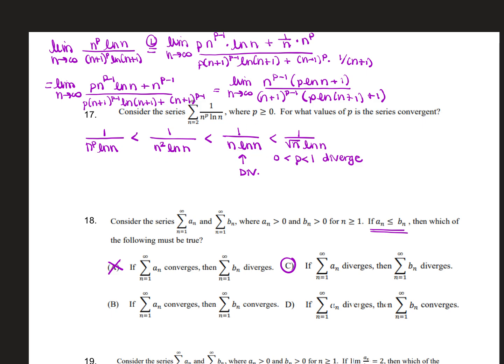So here I would just check it by showing the inequality, because we know n squared natural log of n is going to be bigger than n natural log n if you flip them over. So here we have AN is less than BN. If AN converges, we don't know. If AN converges, we know nothing about something bigger. If AN converges, again, I don't know. If AN diverges, then we know BN diverges. That's true, because divergent means an infinite sum.